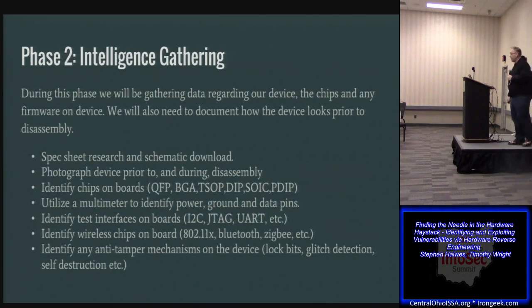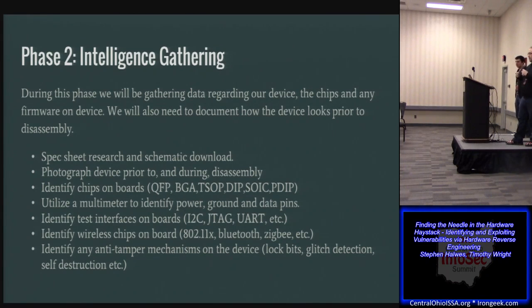So our intelligence gathering phase. Now we start getting into where we're going to start looking for the spec sheets for our motherboards or our chips. We're going to photograph the device before we start taking it apart. I don't know about anybody here, but I can't put something back together when I take it apart because I forget how it all goes back together. I usually have a handful of screws left over. So the photos actually help in putting the stuff back together as you're taking it apart in stages.